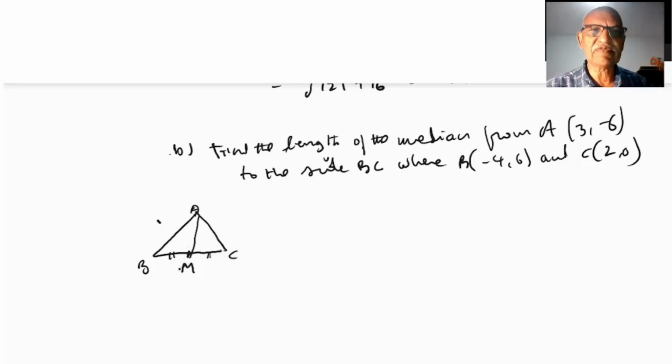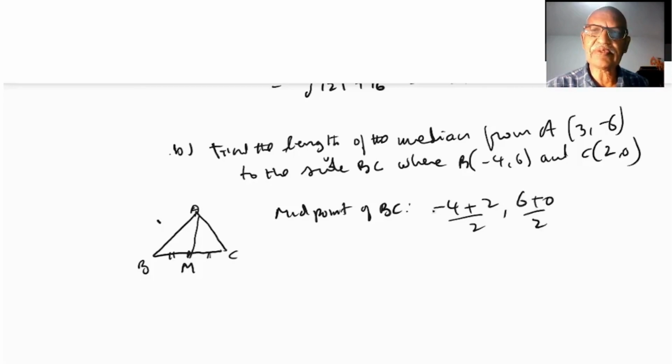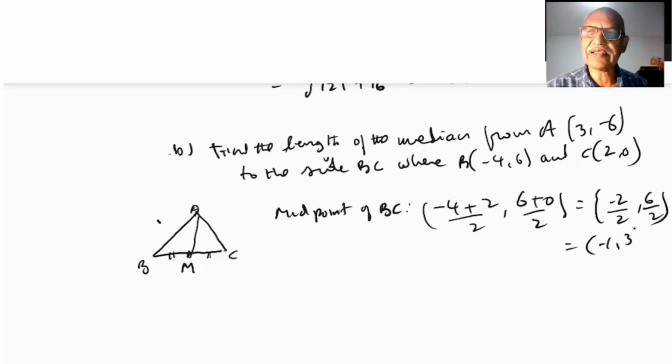So to find the length of this, we have to find first the midpoint of BC. The midpoint will be negative 4 plus 2 divided by 2, 6 plus 0 divided by 2, which is negative 2 over 2, 6 over 2, which is -1, 3. That is M. So since we have M and we have A, we can find the length of AM.